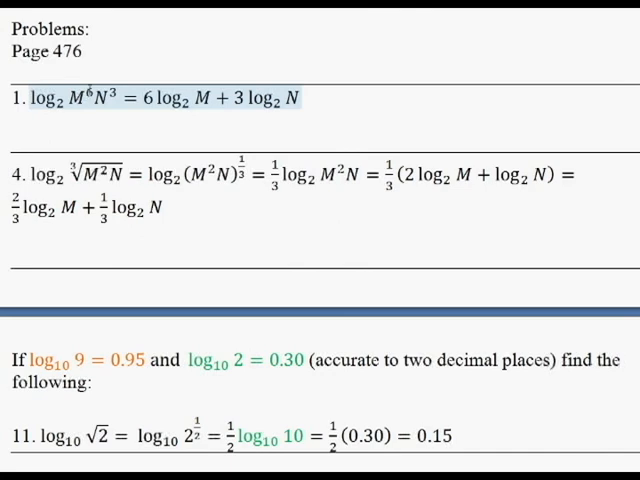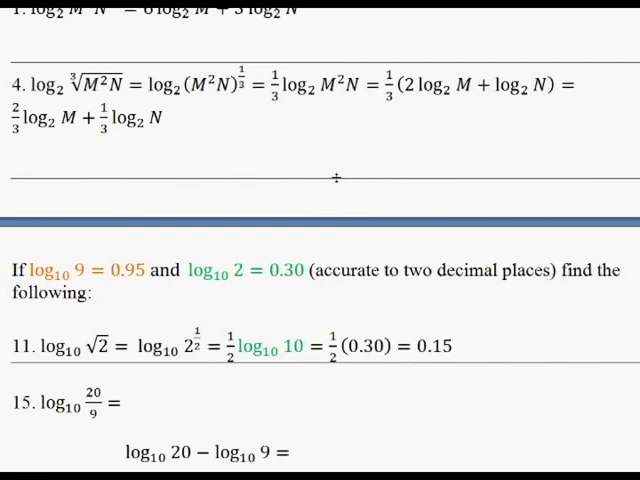So you're going to use both of the laws, the power law and the sum law. The log of a product is the sum of the logs. So we're going to add log base 2 of m to log base 2 of n. But you have to take the exponents, 6 and 3, and bring them out in front and multiply them by the log. So that's how you do that one.